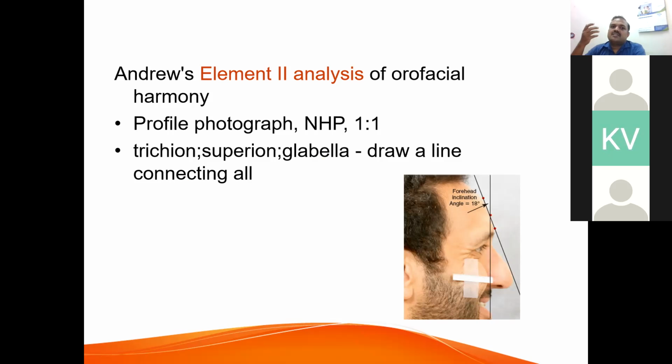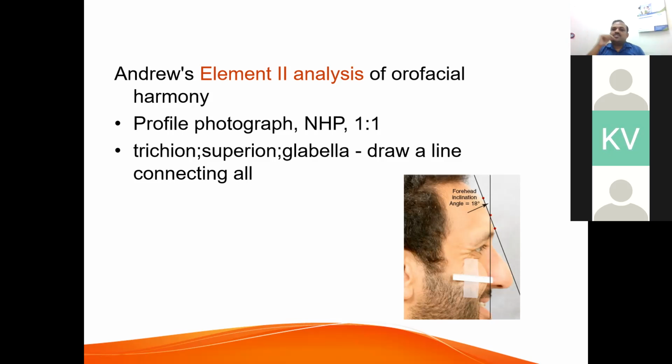First, you take a clinical photograph in the natural head position at a 1:1 ratio, and mark the points trichion, superion, and glabella. These 3 points are noted on the forehead and connected. Superion is the anterior-most point of the forehead, and trichion is the superior-most portion of the forehead, between the hairline and the forehead skin.